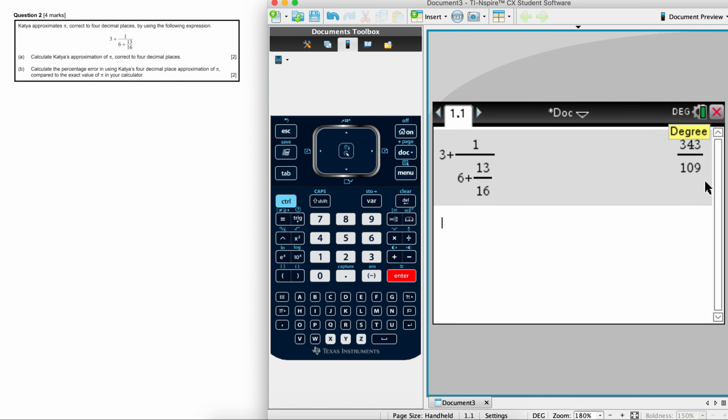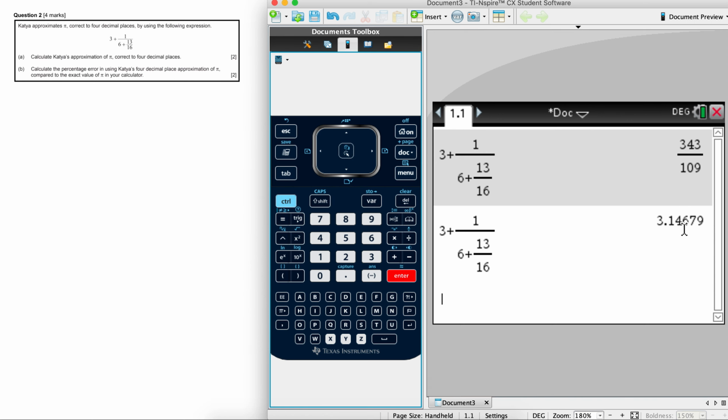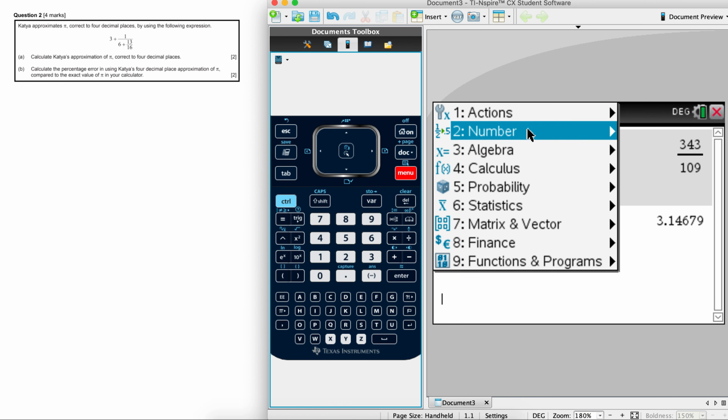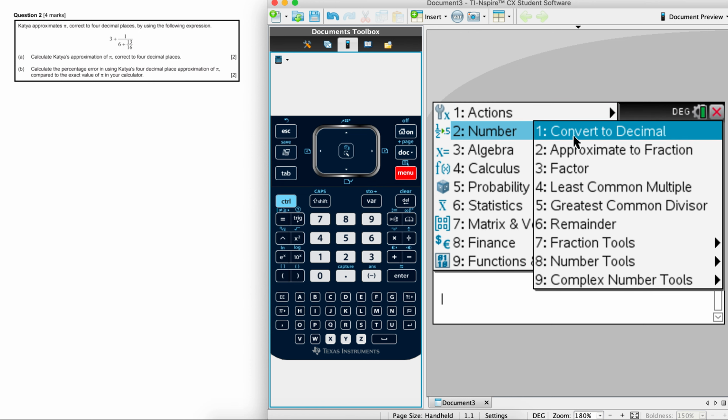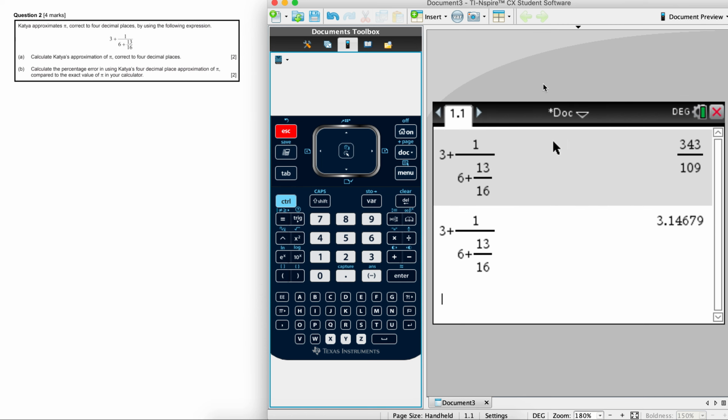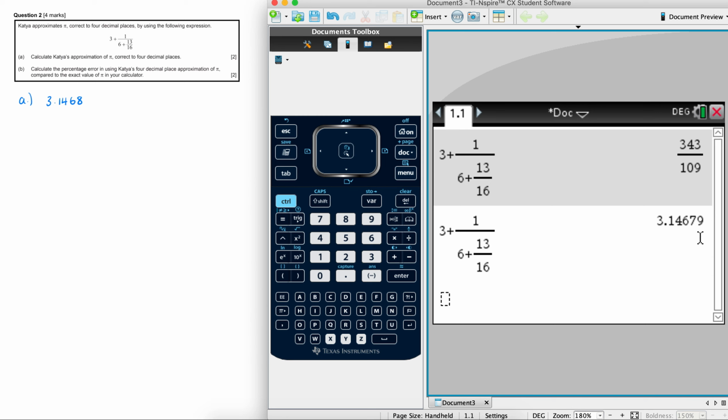That gives it as a fraction, and then you can either do control equals to find it as a decimal, or you can do menu, number, and convert to decimal. So either of those options will then convert it to a decimal for you. And it asks for 4 decimal places. So to 4 decimal places, that would be 3.1468. Okay, 68, because the 7/9 becomes the 8 there. That's where you're cutting it off, and then the 9 rounds the 7 up.